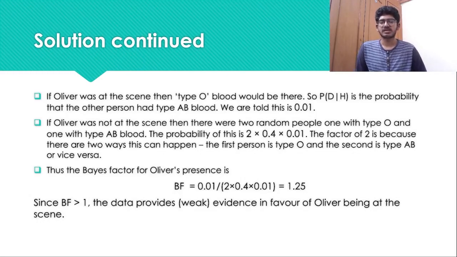Now the Bayes factor is calculated to be 1.25. Since it is barely greater than 1, this data provides weak evidence in favor of Oliver being at the scene.